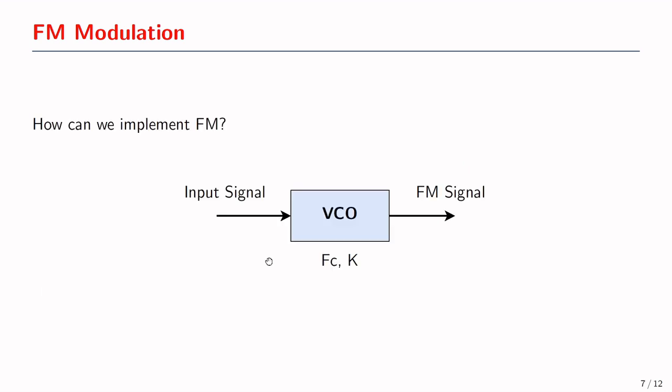How can we implement frequency modulation? Frequency modulation can be implemented simply using a voltage controlled oscillator, VCO. This block operates simply by changing the frequency of the output signal depending on the amplitude of the input signal, and it's simply the frequency modulation operation. In this block, we can define the carrier frequency FC and the parameter k, and if we give it an input signal, we will get at the output a frequency modulated signal.